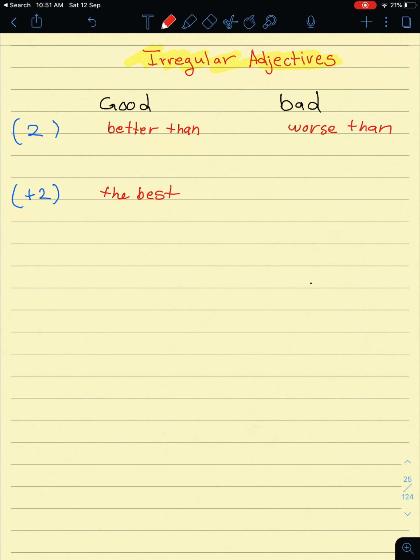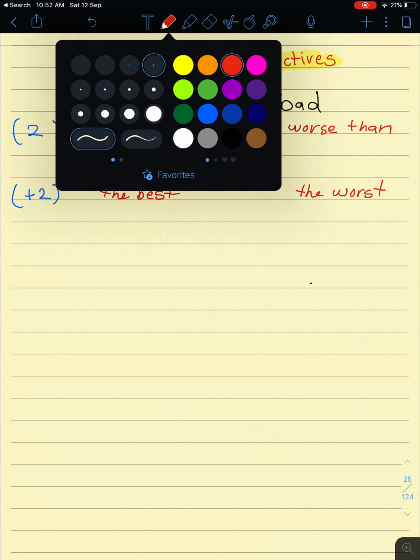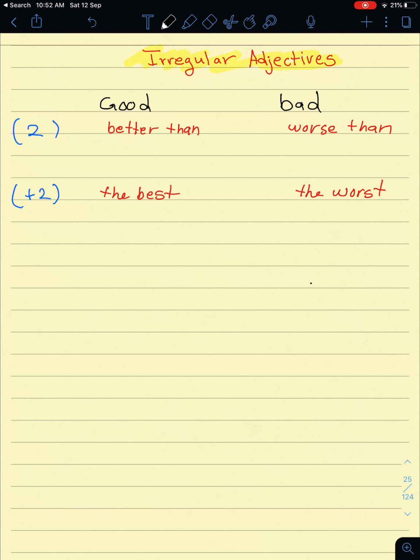Okay, here. Also here I can say the worst. واضح؟ Okay. I'll give you an example. بعطيكم مثال. طبعا وفي كلمة ثالثة، الصفة الثالثة اللي هي far اللي هو البعيد، تكون further than وتكون the furthest، بس مو مكتوبة عندكم.